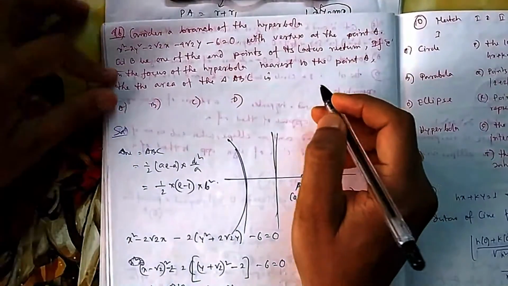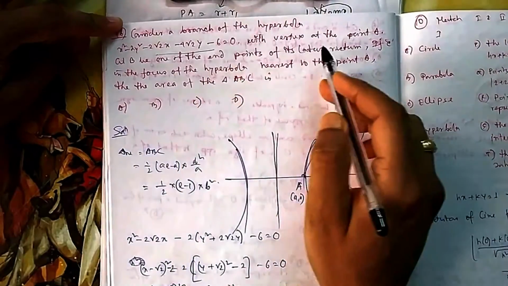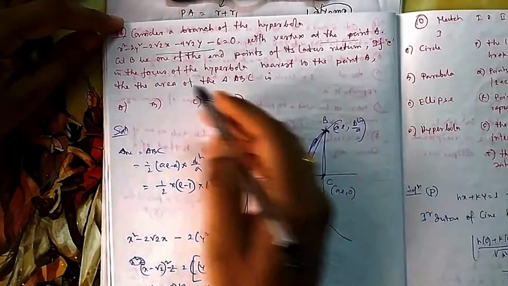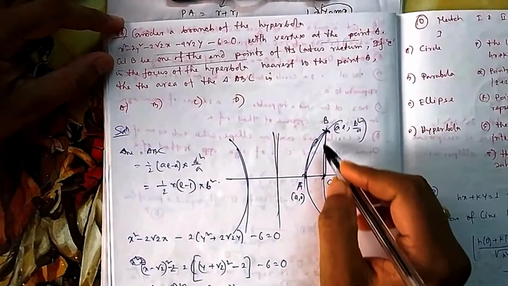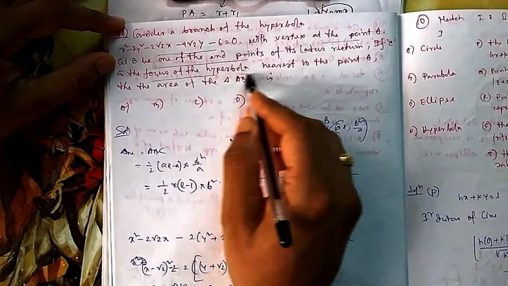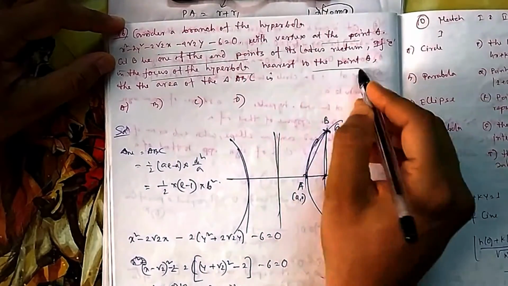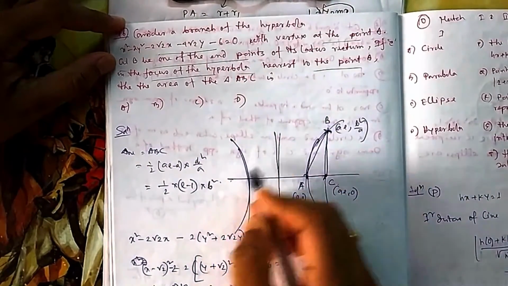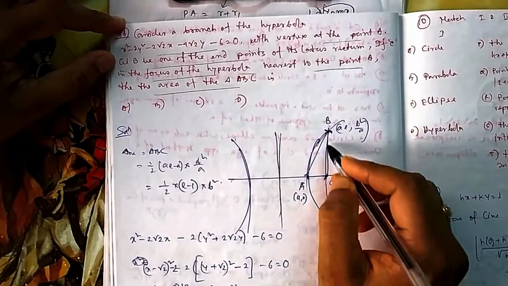Now if you come to 9b, consider the branch of hyperbola this with vertex at the point A, and B be the end of the point of its latus rectum, and C is the focus of the hyperbola nearest to the point A. So this is the C, not this one. The area of the triangle ABC. So you can find it out.